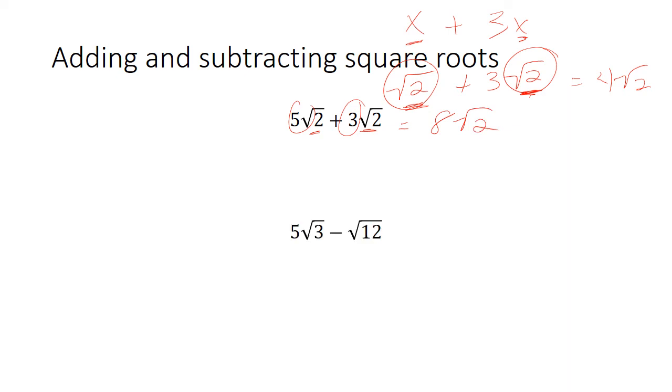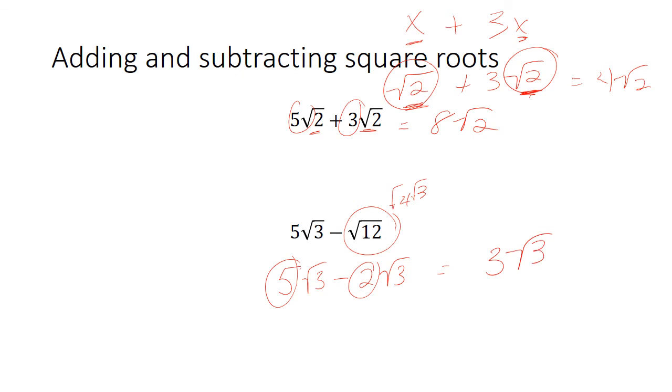Now at first glance, this one doesn't look like you would be able to combine them because we have a 3 and a 12. The thing is, this 12 is not as simple as it could get. So a 12 is going to be a 4 times a 3. So when I simplify that, I'm going to take the square root of my 4 and keep the square root of my 3, which would give me 5 radical 3 minus 2 radical 3. Now I can combine them. So I'm going to take my 5 minus my 2, giving me a 3 radical 3, and that's my answer.